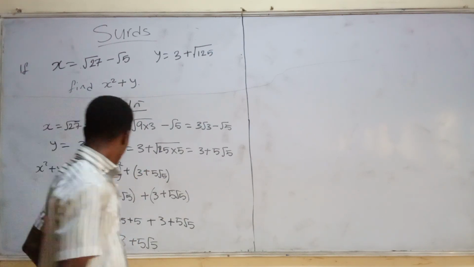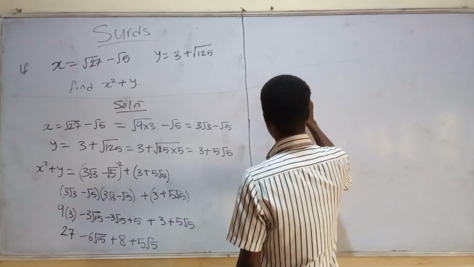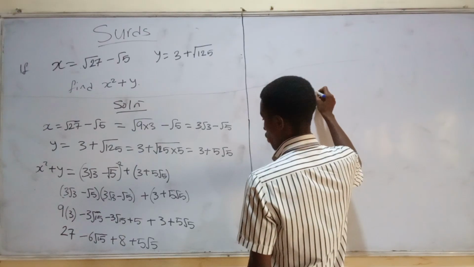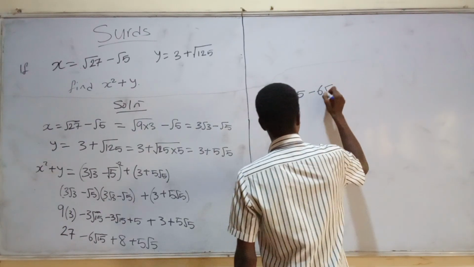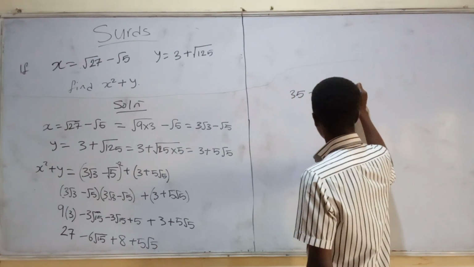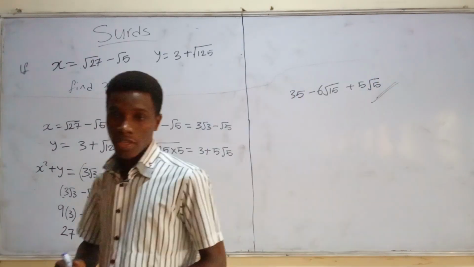So let's finish it up here. So this and this, they are like terms. So we collect, what do we have? 35 minus 6 root 15 plus 5 root 5. So this is the final answer.